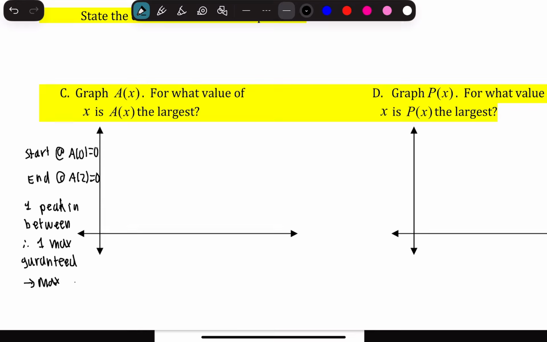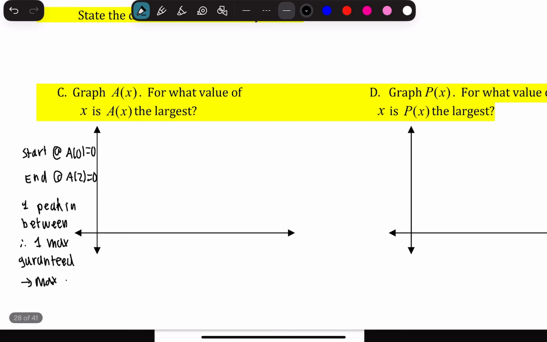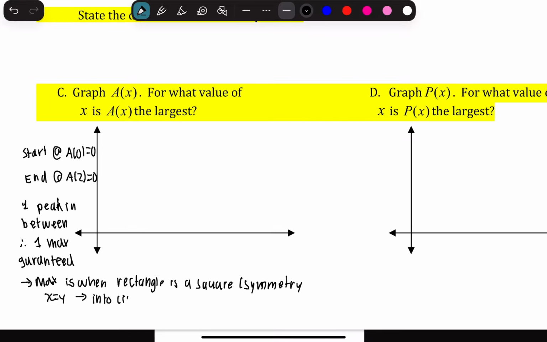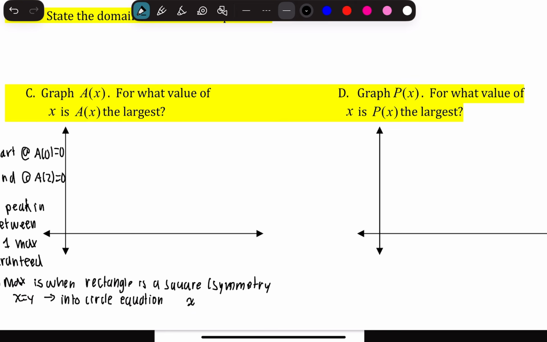So the max occurs when the rectangle is a square, and we get this from the idea of symmetry. That means we know that x is going to equal y. So we can plug this into the circle equation, and we get x squared plus x squared is equal to 4. So this becomes 2x squared is equal to 4, and then we get x squared is equal to 2, so then we get x is equal to the root of 2.